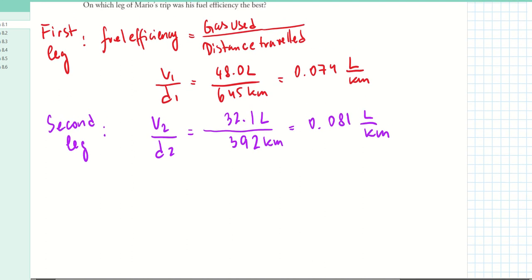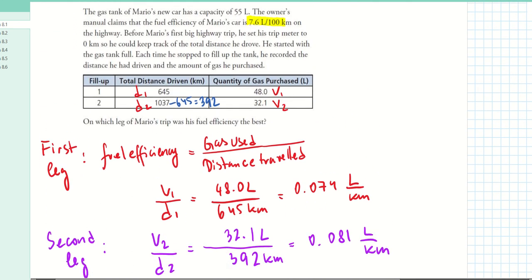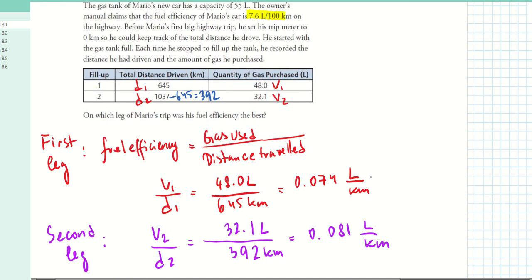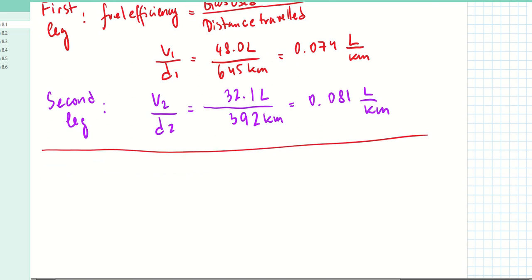Okay, but anyway, we had to compare to this unit right here, 7.6 liters per 100 kilometers. So we had to convert our two units to liters per 100 kilometers. That's pretty straightforward, actually. It's not that complicated. So let's do a couple of calculations here. Let's take our first calculation, which was the first leg, 0.074. And this is why you want to keep the units, because the units will tell you what you need to do. Now, I want to have 100 kilometers on the bottom.